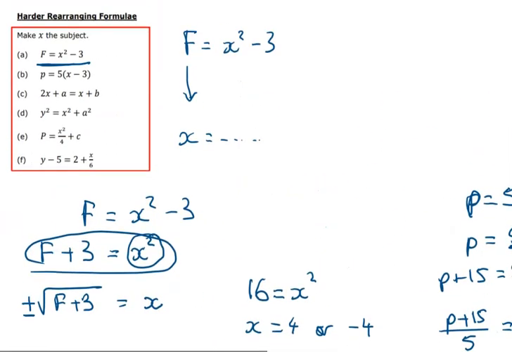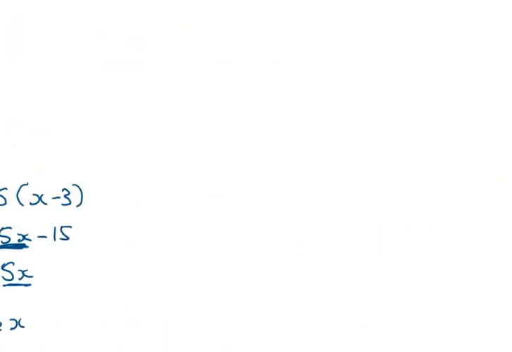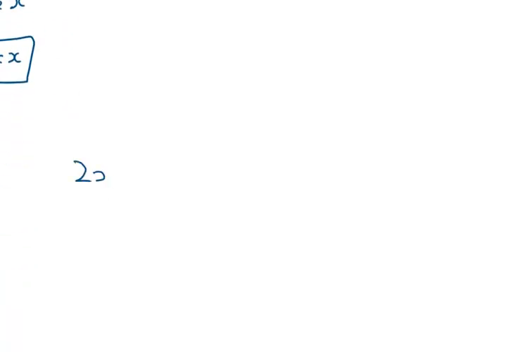Okay, question C. In this one, I have x on both sides. So I need to collect the x's up together and the other stuff together. Let's just get some blank space. We've got 2x plus a is equal to x plus b. I'm going to get the x stuff over this side and the no x stuff over this side. First, I'm going to subtract x from both sides.